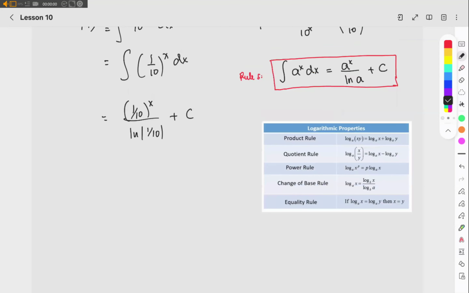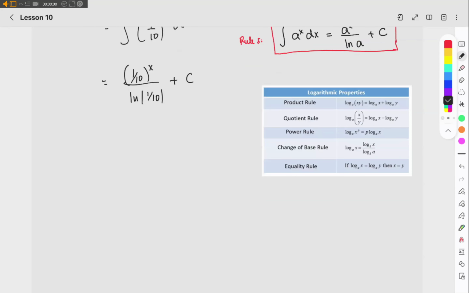All right. So if you look at the quotient rule, if you have the log of x over y, it's simply log of x minus log of y. You see? Right? This quotient rule over here. So you can apply that to the one on the denominator. So ln of 1 over 10 is just simply ln of 1 minus ln of 10, plus c. That will simply be that.